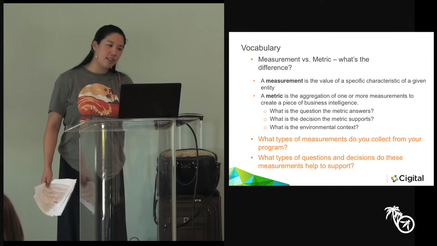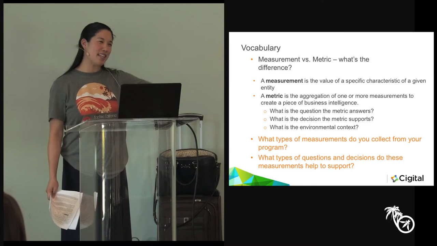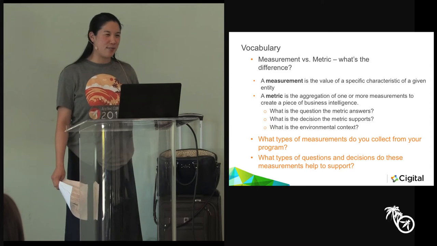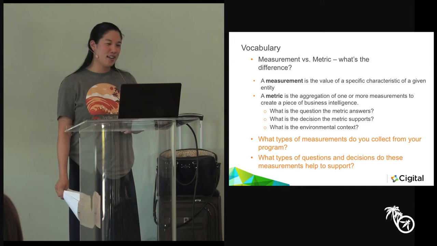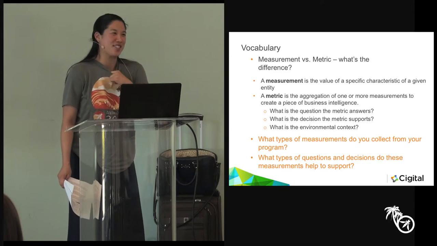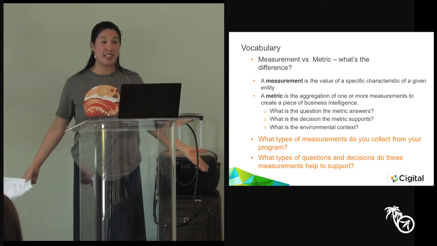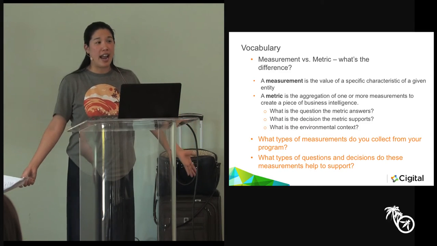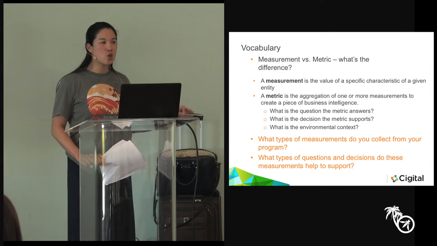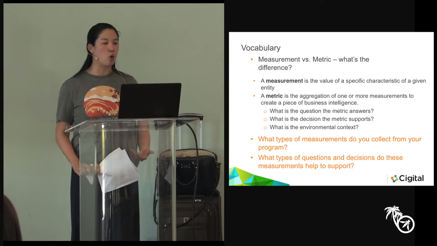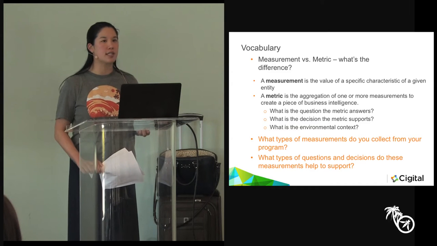So we're going to do some vocabulary. Measurement versus metric, what's the difference? Eric Baize, who did software security at EMC, said, well, metric is what they do in Europe. Here we measure things in inches, so ha. A measurement is a value, right? It's probably like 70 degrees. I had one cup of coffee this morning, which was not enough. A metric is the aggregation of one or more measurements. A lot of metrics are going to be ratios to create a piece of business intelligence.